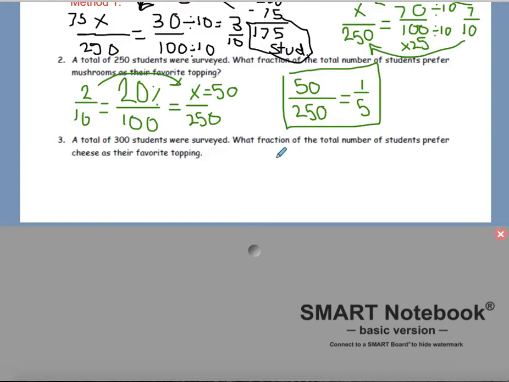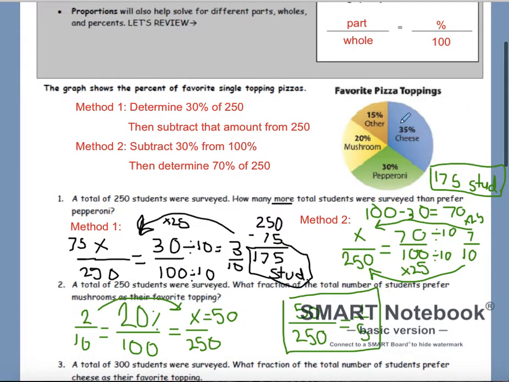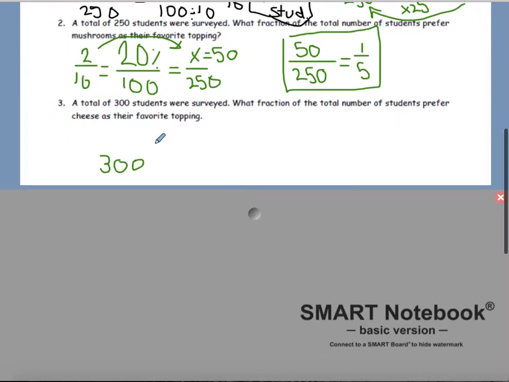All right, the last question says a total of 300 students were surveyed. What fraction of the total number of students prefer cheese as their favorite topping? So now we have a new total, 300. So that's going to be our new whole. And again, it's asking for what fraction. So we need to go back up here and see, okay, 35% like cheese. And remember, our percent is always out of 100. Well, now we can easily get from 100 to 300 by multiplying by 3.